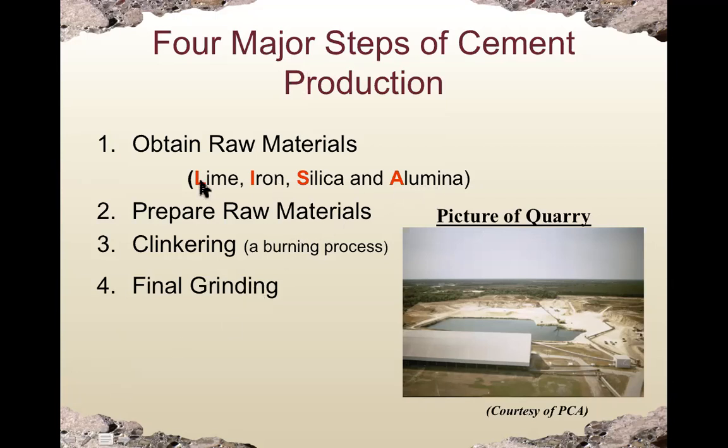So if we take the first letter of each of these words, we get LISA, or Lisa. So remember Lisa, the four major raw materials we need to produce modern cement. The next step is to prepare the raw materials: proportion the different types of materials and grind them, before we burn them in a big oven. We call that the clinkering process.